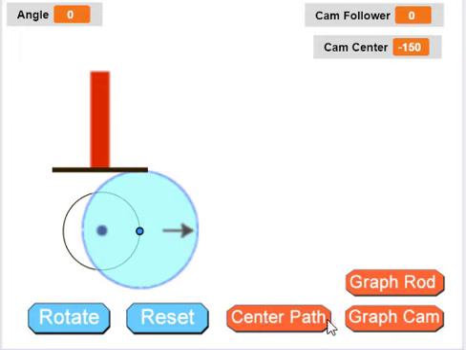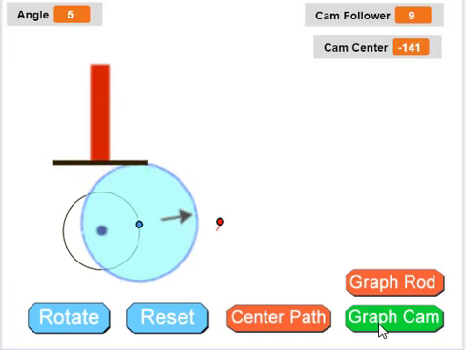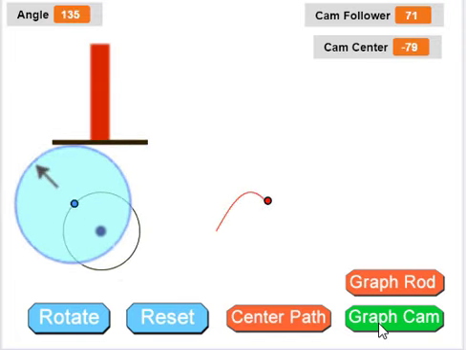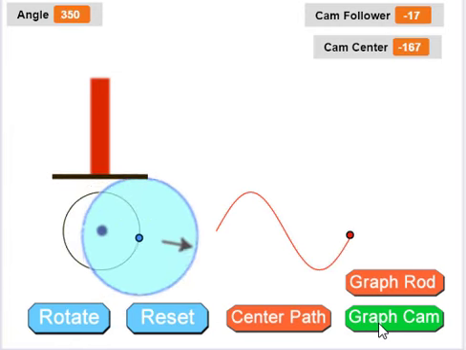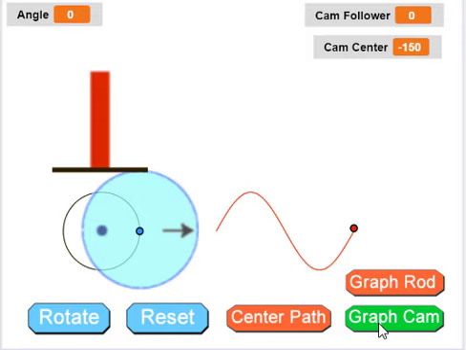So consequently, we would expect that if we graph the motion of the center of the cam, it would generate a waveform, and that waveform would give us a shape that looks something like this. That would be exactly what we would expect because the path is a circle, and therefore we would expect the associated waveform when we graph that motion.